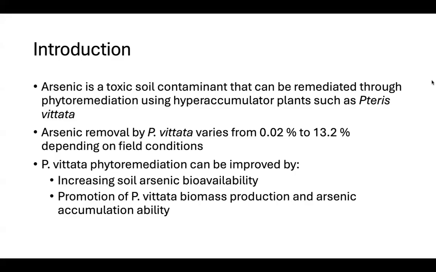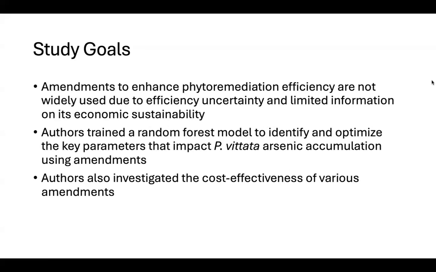P. vittata phytoremediation can be improved by increasing soil arsenic bioavailability by mediating chemical reactions that facilitate redistribution of arsenic from the solid to liquid phase, and the promotion of P. vittata biomass production and arsenic accumulation ability by providing nutrients or enhancing antioxidant capacity. Amendments to enhance phytoremediation efficiency are not widely used due to efficiency uncertainty and limited information on its economic sustainability.